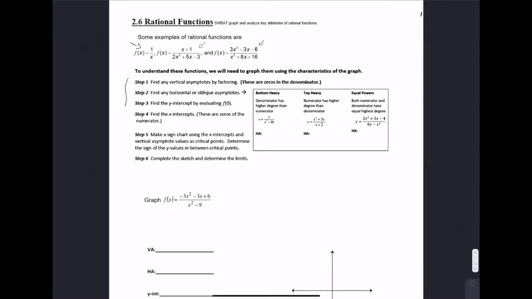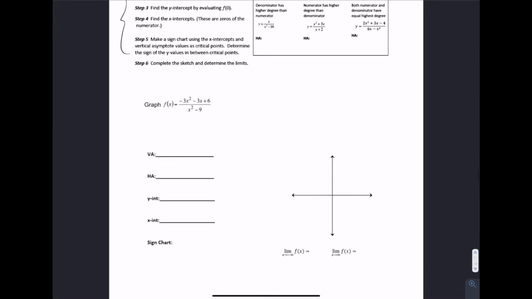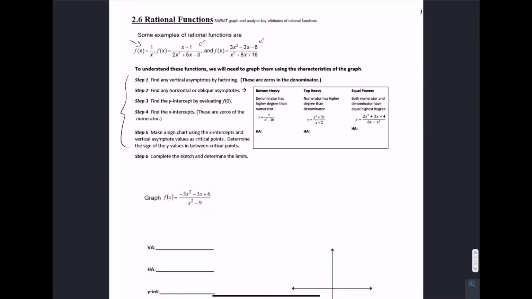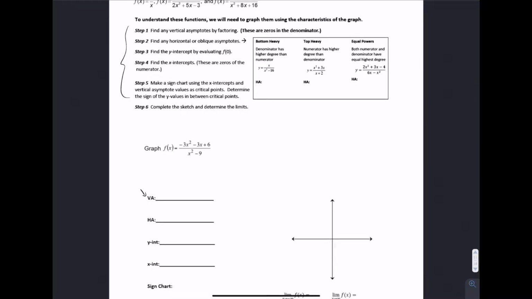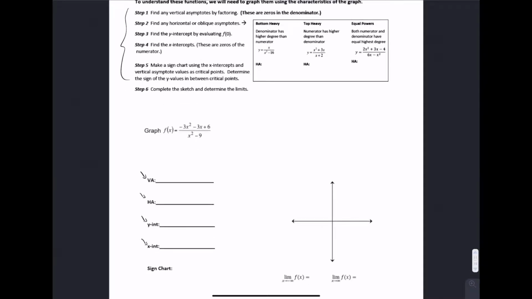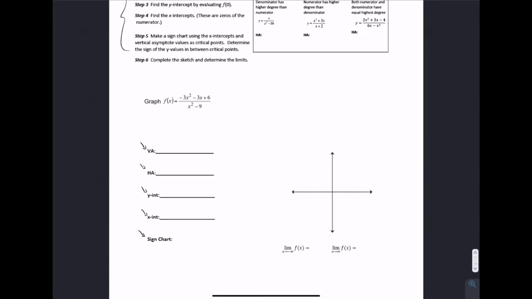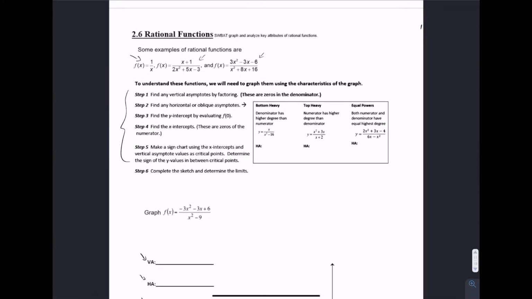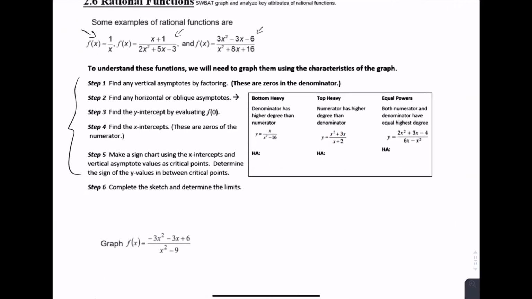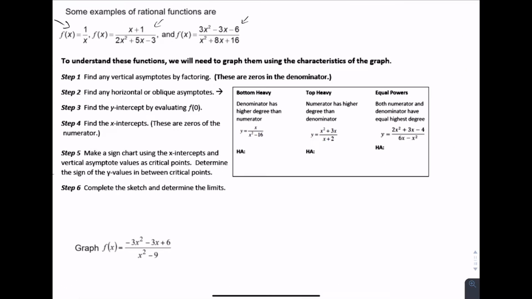I highly recommend you read these on your own time. Just press pause and read them. But I'm going to show you with an example how to graph and how to do everything. Just know that VA stands for vertical asymptote, HA stands for horizontal asymptote. Here's your y-intercept, x-intercept. We're going to be making a sign chart. I'll show you what that means in a second. We're going to need our limits as they go to left and right infinity. These are related to your horizontal asymptotes, by the way. The one that does require figuring out is your horizontal asymptotes.